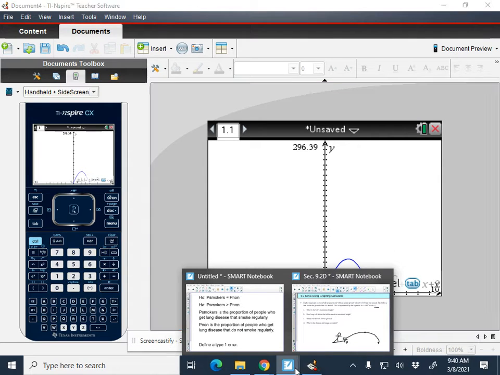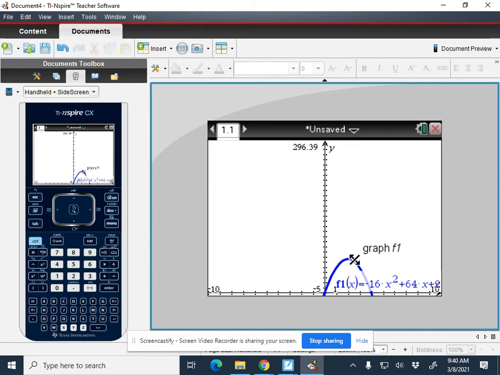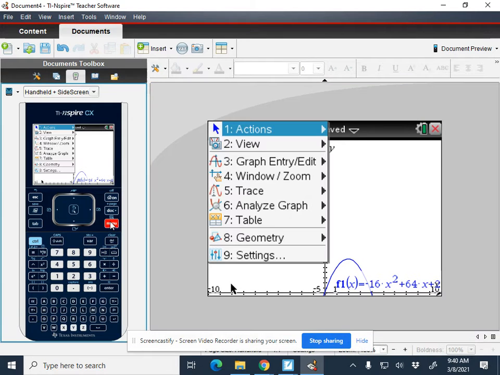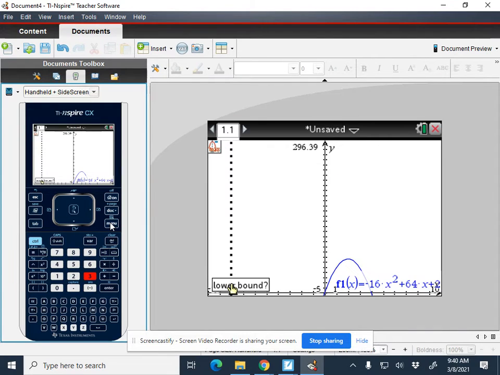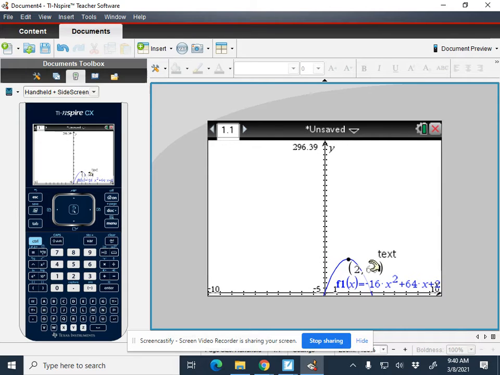All right. So one of the questions says, what's the ball's maximum height? So we're looking for the top or the vertex. Is it a maximum or a minimum? Maximum. So we're going to go menu, 6, 3. And we're going to click on either side, and you'll see the maximum height is 66 feet in the air. He kicks the ball 66 feet in the air.